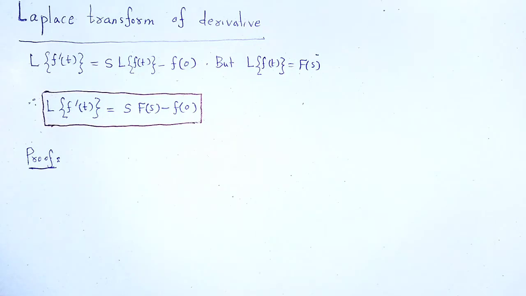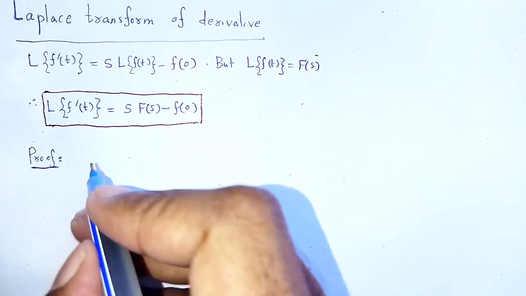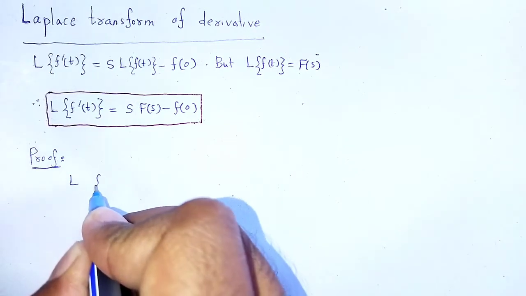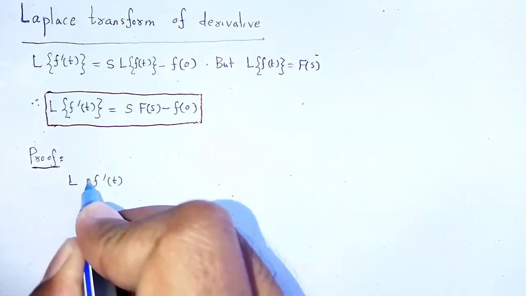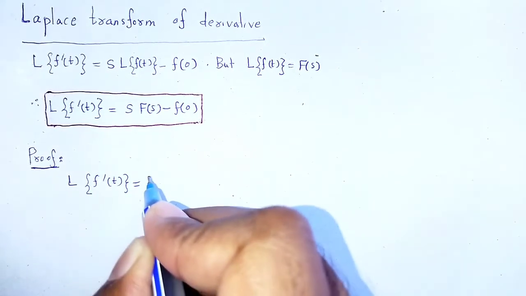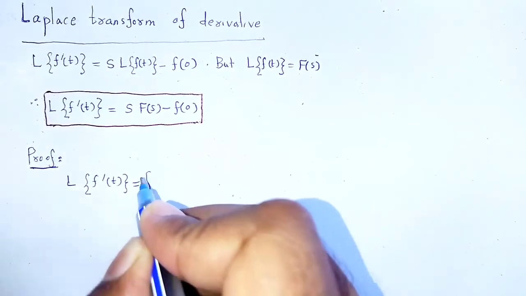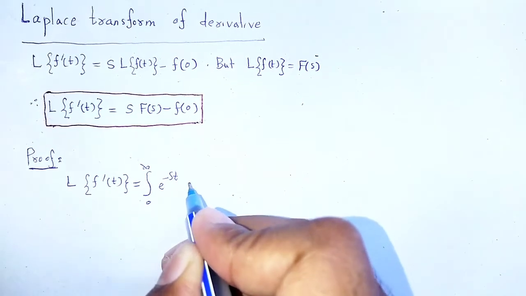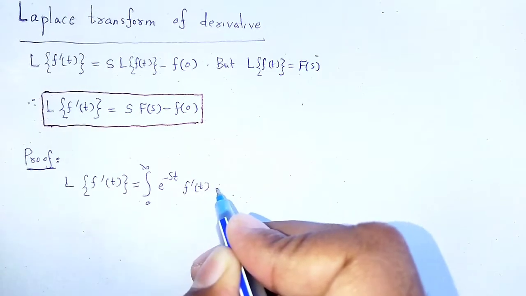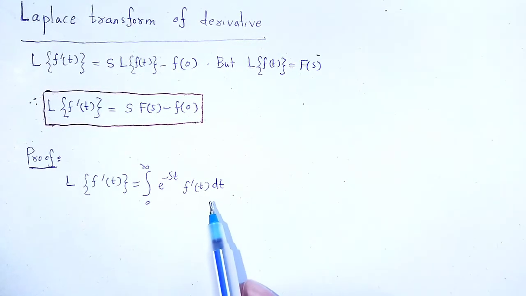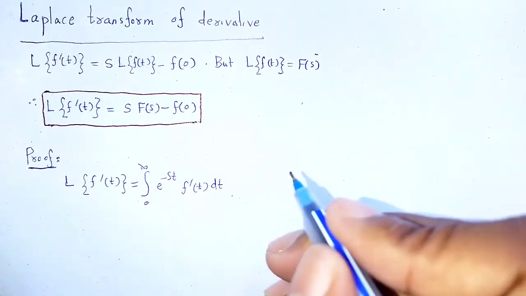We have to prove Laplace transform of f dash t, first order differentiation of that given function. According to the definition of Laplace transform, 0 to infinity e to the power minus st, the function as f dash t dt. That type of integral can be solved by using by parts method.